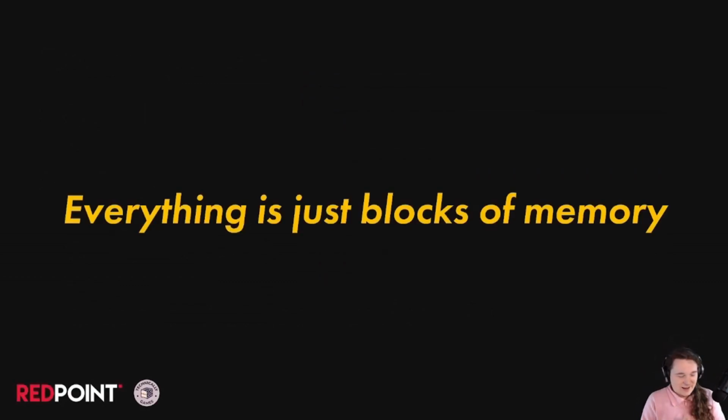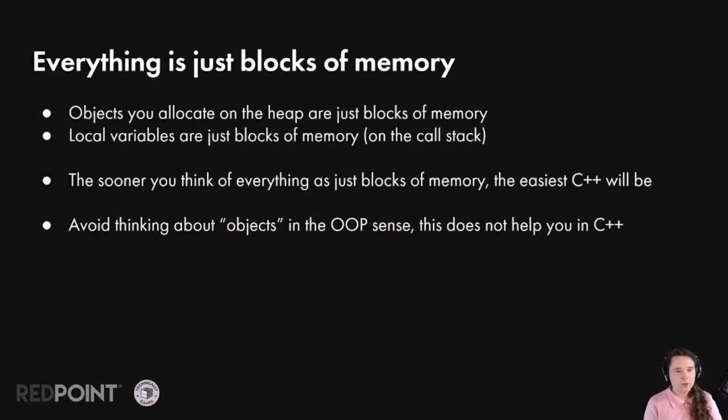I want to stress this point. Everything's just blocks of memory. The sooner that you think about things like this in C++, the easier things will be. Objects that you allocate on the heap, they are just blocks of memory. Local variables are just blocks of memory.